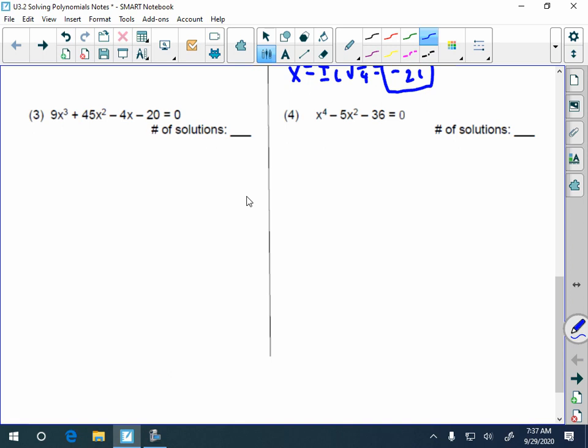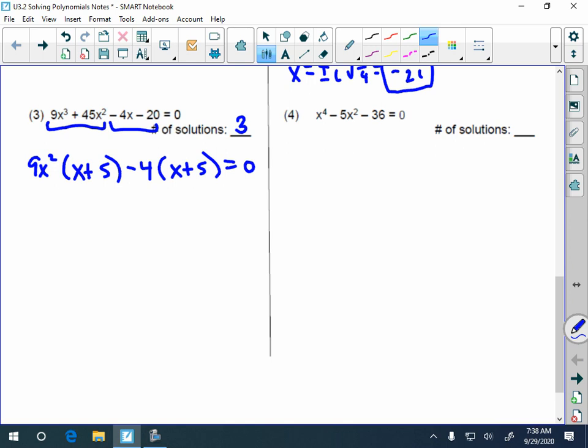Alright, number 3, it's degree 3. And we have 4 terms again, so looking for grouping. So here we have 9x squared can come out. And let's see, we're left with x plus 5. Here we're going to factor a negative 4 out. And we're left with x plus 5 again. Alright, so again we do our 2 sets of parentheses. What's on the outside goes in one set, and what's duplicated goes in another set.